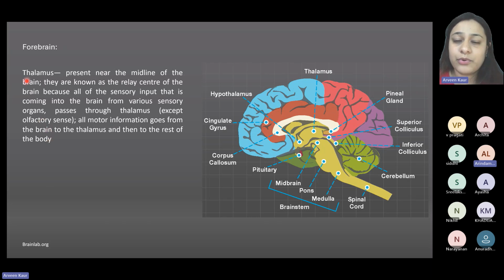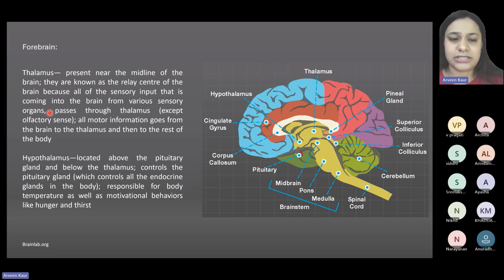So one of the most important parts of forebrain is thalamus, right? So thalamus is present near the midline of the brain, and it is known as the relay center of the brain. Why is it known as relay center of the brain? Because all the sensory information that is going into the brain, except for your olfactory sensory information, is going to pass through this particular region that is known as thalamus, right? And along with that, whatever motor information is going out of the brain will also pass through this particular region that is known as thalamus, right?